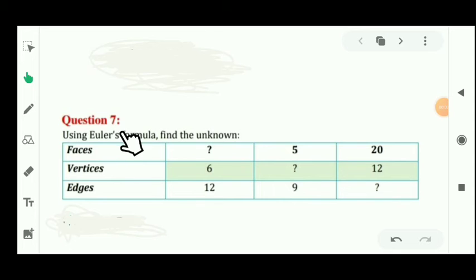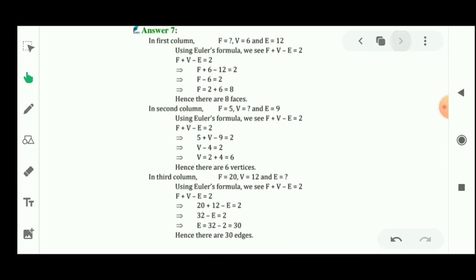Now students, let's see the question number 7. Using Euler's formula, find the unknown values. This is the first part, this is the second part and this is the third part. In the first part students, you have to find out the value of the faces. In the second part, vertex, and in the third part you have to find out the value of the edges. Let's see the solution of this question.